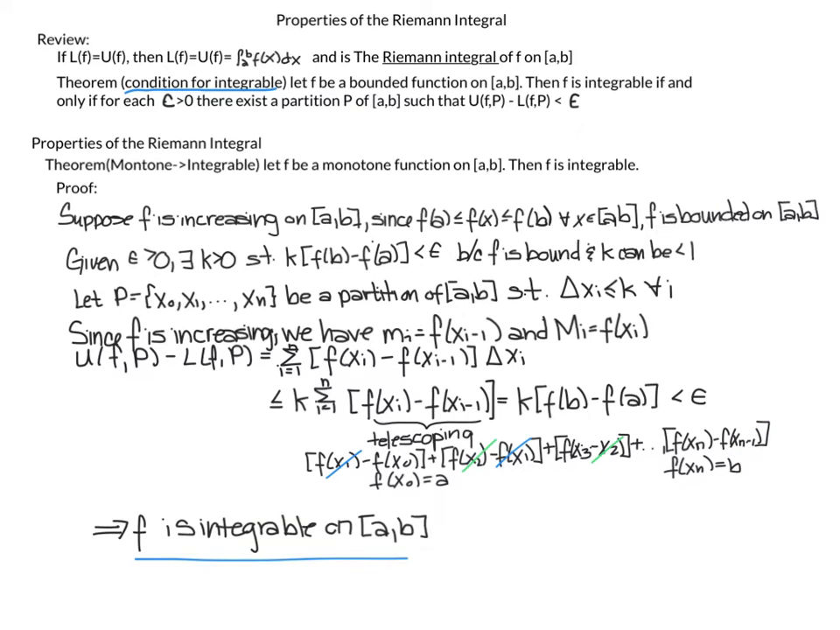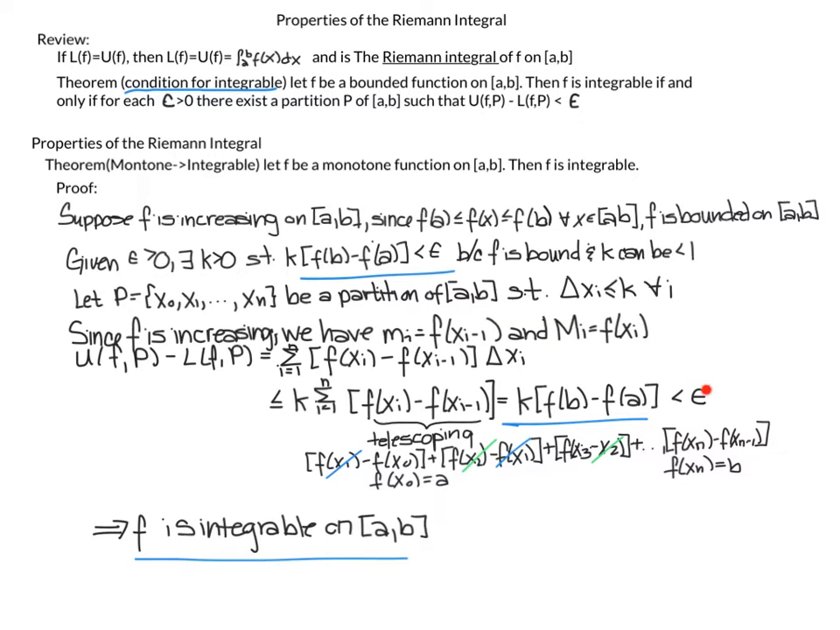So after we have this telescoping series down to f of x0, which is equal to a, because that's how partitions are formed. The first x0 is always equal to a, and then f of xn is equal to b is what's left. So this one's positive, so we have f of b minus f of a times k. And if you remember over here, we saw that k times f(b) minus f(a) is less than epsilon.